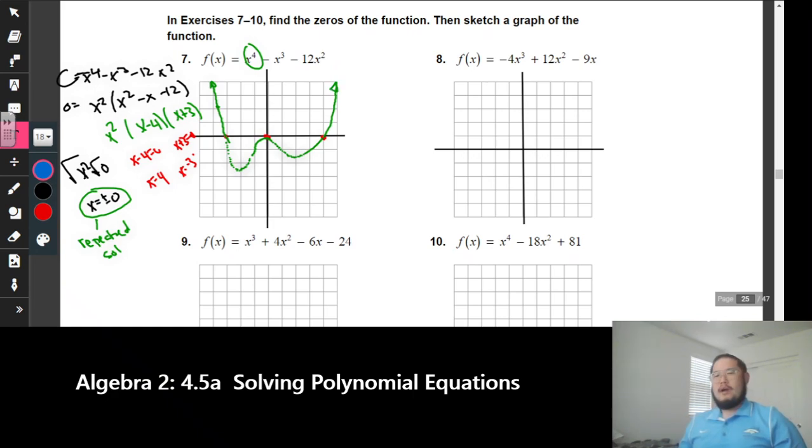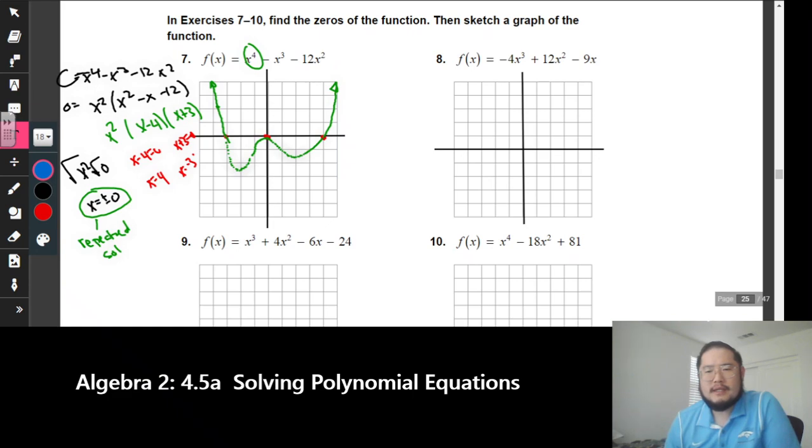And there you have it. The end behaviors are both going upwards, just like it should. It intersects where we only had one solution. It touched at 0 because it was a repeated solution. All right. And there you go. We are now able to graph. Let's take a look next at number 8.